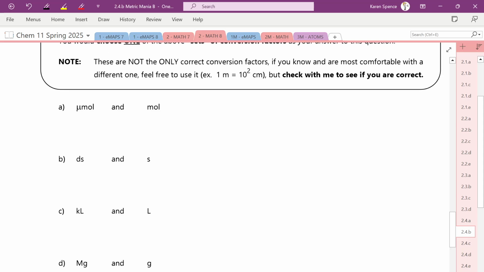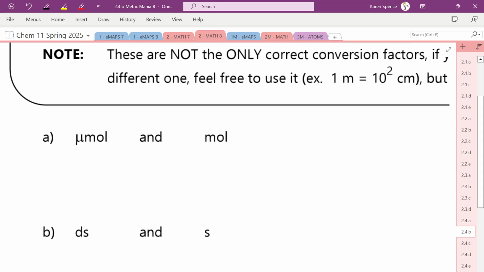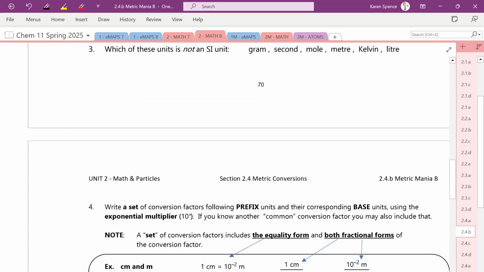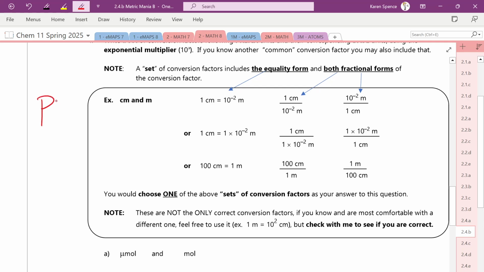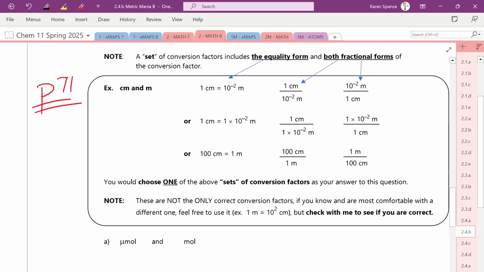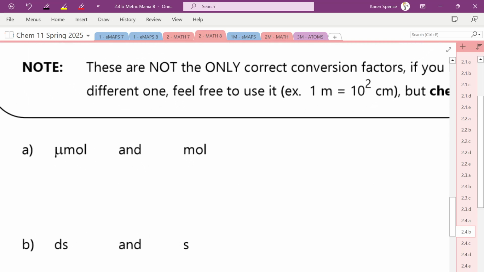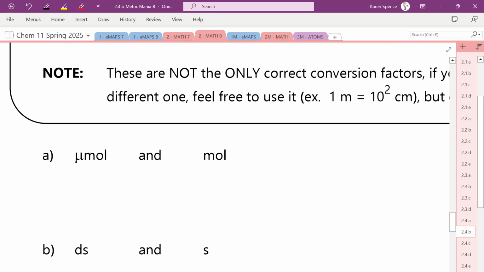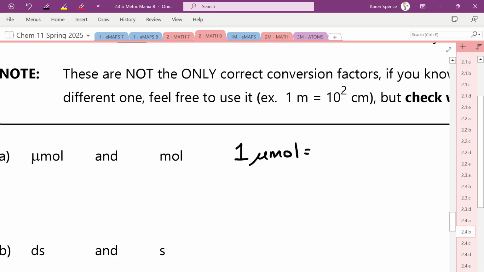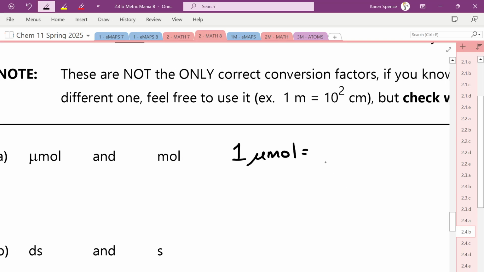We're going to skip over this. Here, what we're going to do is write a conversion factor. So this is now on page 71. For each of these, we're going to write down the one with the prefix, yes? So 1 micromole is equal to how many moles?